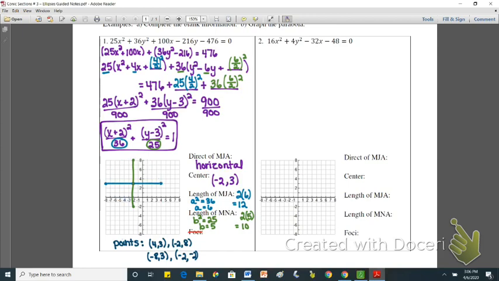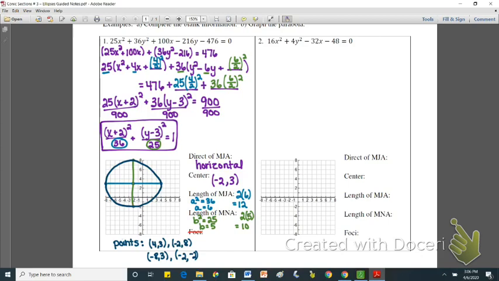Okay, now this one may look somewhat circular, or at least close to a circle, and that is because the length of the major and minor axis is only 1 unit off. If they were both 6, if a was 6 and b was 6, it would be a circle. So the closer those numbers are together, the closer it's going to resemble a circle. So let's go over to number 2.